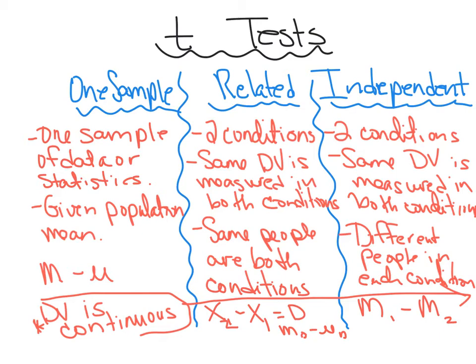And with independent t-tests, same as ANOVA, but think 2. With any of the t-tests, think 2. The difference with the independent t is you have 2 conditions, different people in each of the conditions. The related t-test, 2 conditions, the same people in each of those conditions. And then the one sample t-test, you have 1 sample measured on a dependent variable that is being compared to a known population that is given. So these are the ways that you can go through and determine which analysis is appropriate.